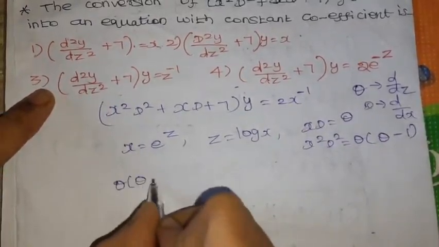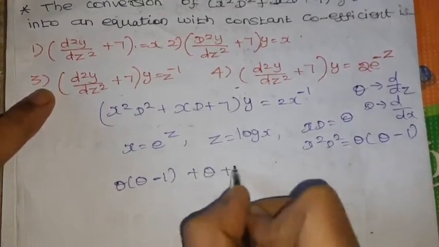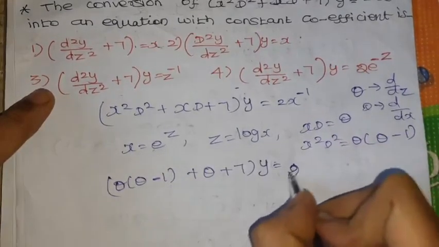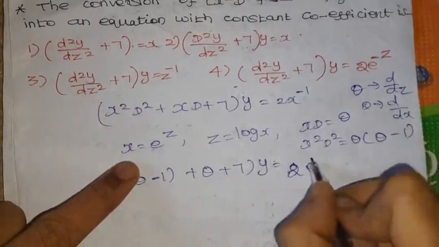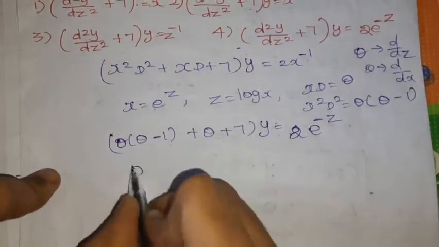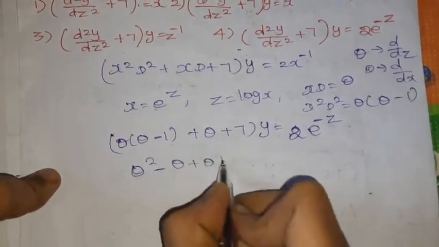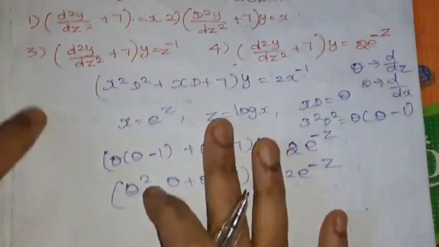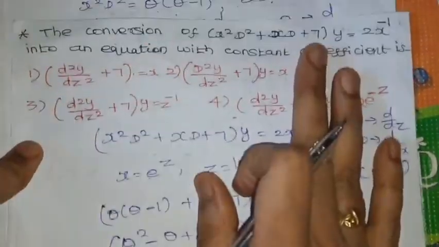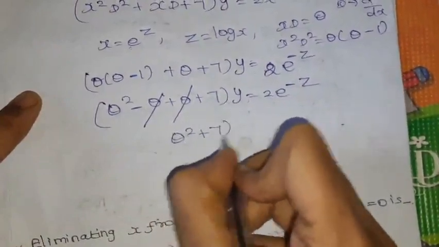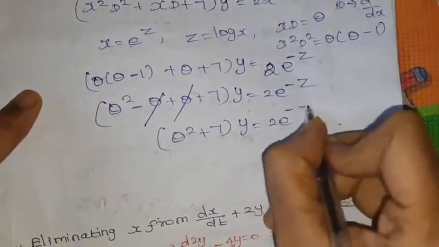So substitute all this in that equation. x squared D squared is theta into theta minus 1, plus xD equals theta, plus 7 into y, then 2x power minus 1, where x equals e power z, gives e power minus z. Now theta squared minus theta plus theta plus 7 into y equals 2 e power minus z. We are going to just convert this equation. Minus theta and plus theta get cancelled, then theta squared plus 7 into y equals 2e power minus z.